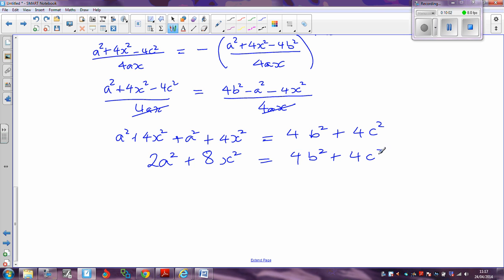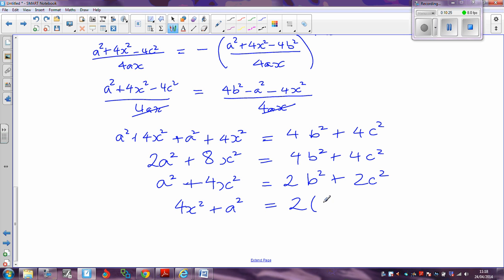So the left hand side becomes 2a squared plus 8x squared, and that's equal to 4b squared plus 4c squared. And if I divide both sides by 2, I'm going to get a squared plus 4x squared is equal to 2b squared plus 2c squared. And if I just tidy that up a bit, I've got 4x squared plus a squared, so it's exactly how I want it to look. And I factorise the right to make it 2 brackets c squared plus b squared.